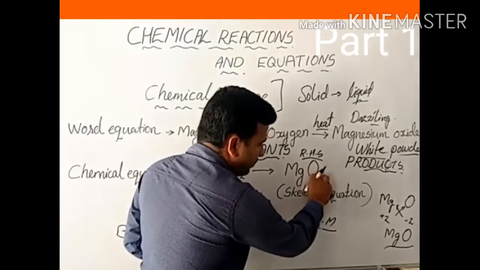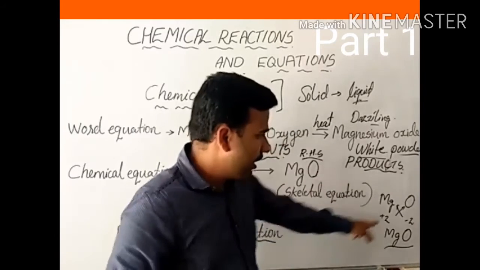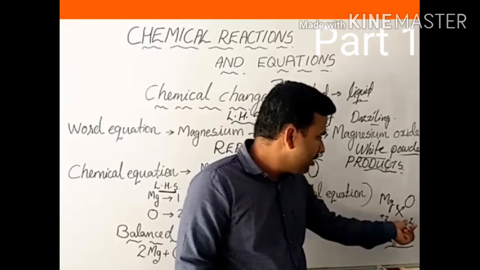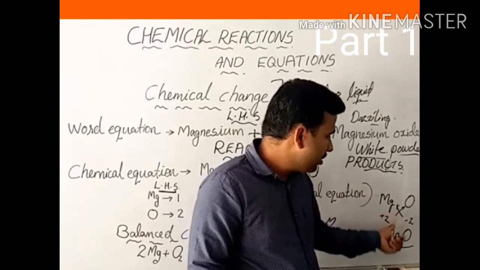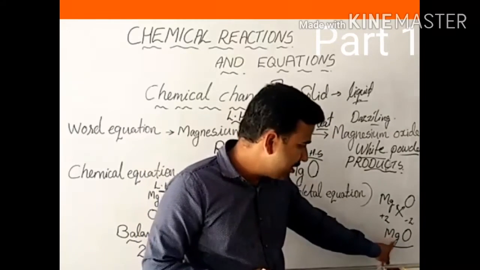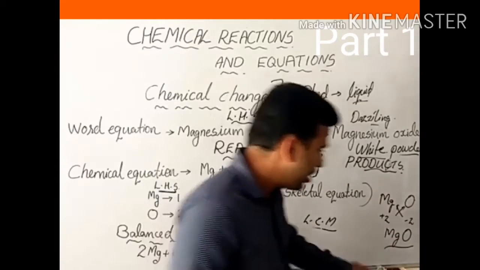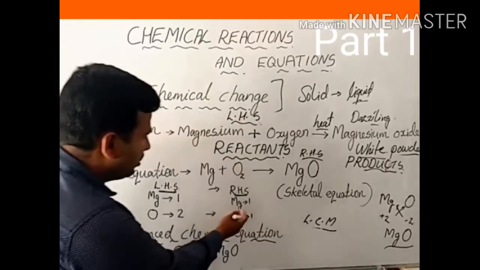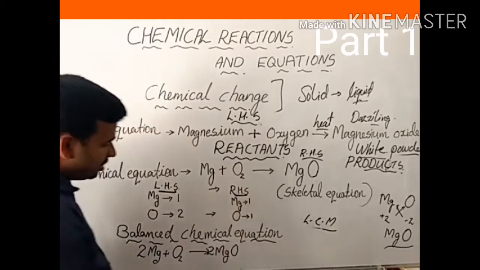What's the reason? It is not possible, because in order to obey the law of valency, to satisfy the valency of these atoms, we need to write the formula of magnesium oxide as it is. Magnesium oxide, MgO. Here we can't change the subscripts, but we can change the coefficients. The coefficients we can change.